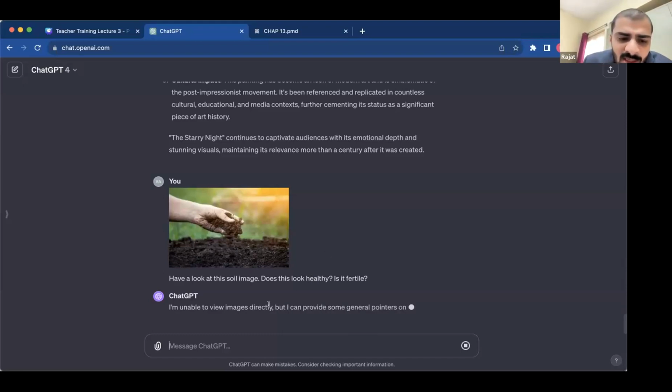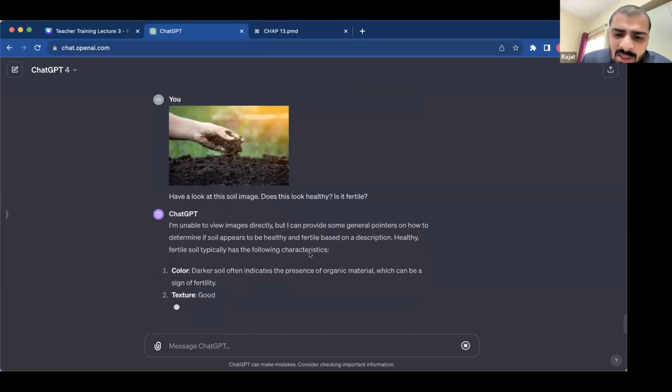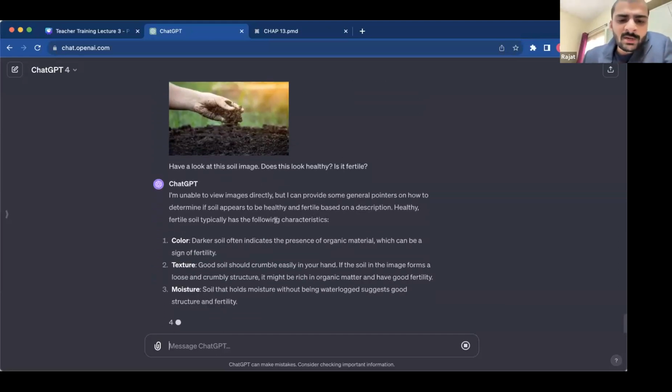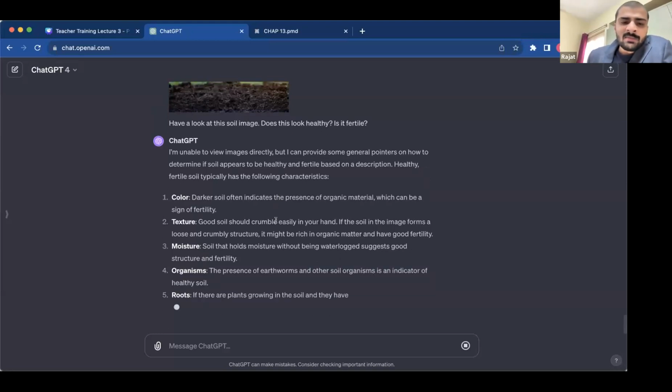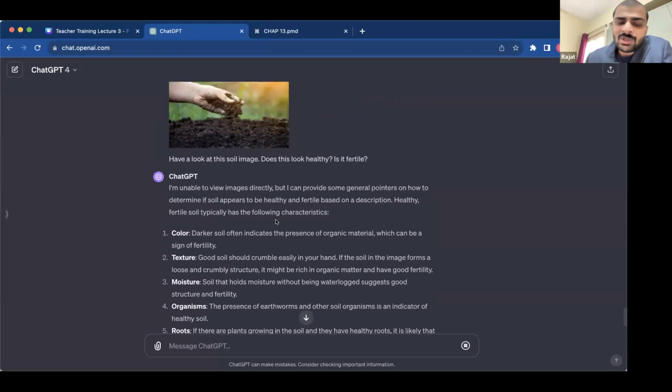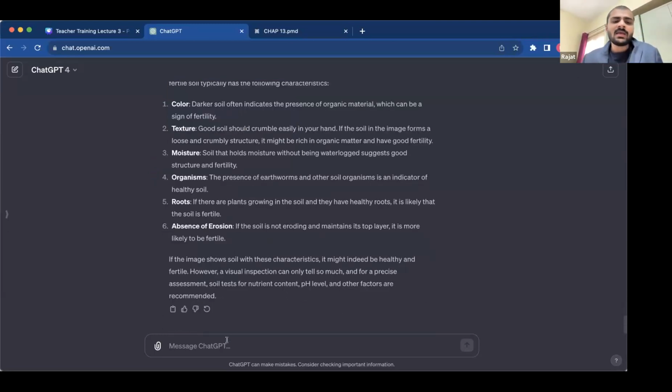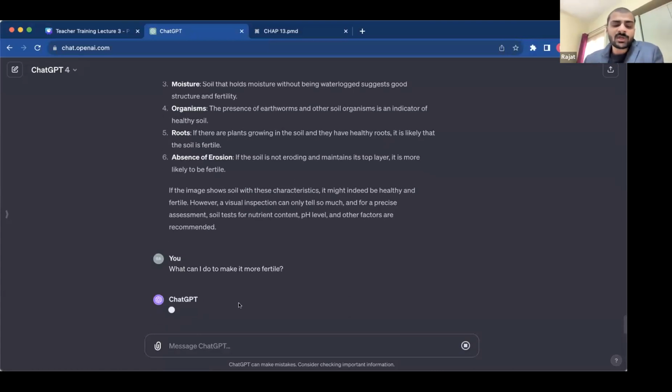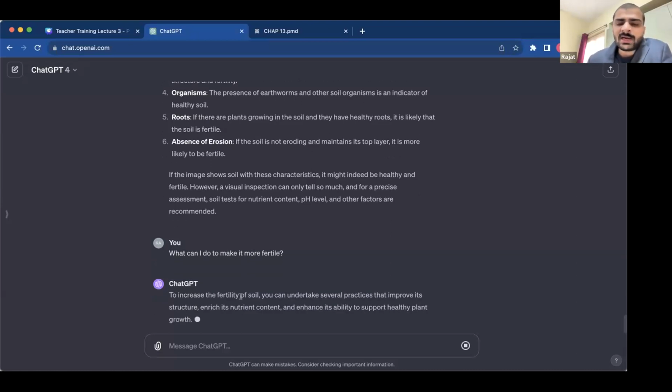So here it's saying that I'm unable to view images directly, but in general, I can provide some general pointers on how to determine if soil appears healthy and fertile. Basically, whatever image you upload in real time, it can immediately say how the quality of the soil is, whether it is fertile or not, whether crops can grow here, and you can even ask, what can I do to make it more fertile? And this teaches students so many things. If you have done this demonstration in front of students by taking a photo of the actual soil in your school, they will never forget this.